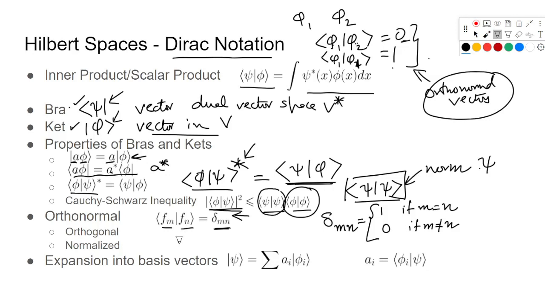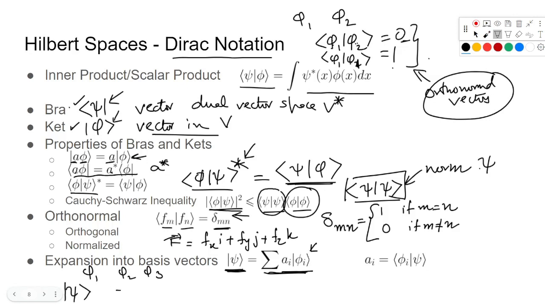Just as in the last slide, we expanded a force in terms of the three basis vectors i, j and k in Euclidean space, in quantum mechanics also you can expand any vector into a linear combination of the basis vectors. So let's say you had three basis vectors. Any vector can be written as a linear combination of the three basis vectors, phi1, phi2 and phi3. Now, a1, a2 and a3 are three scalars which we need to determine.